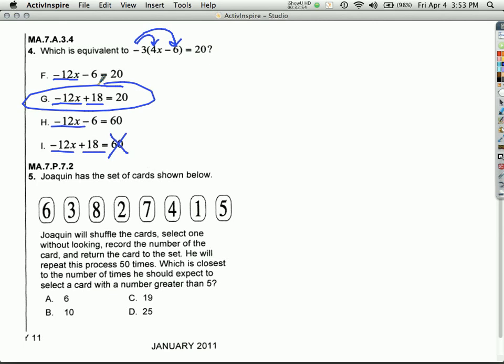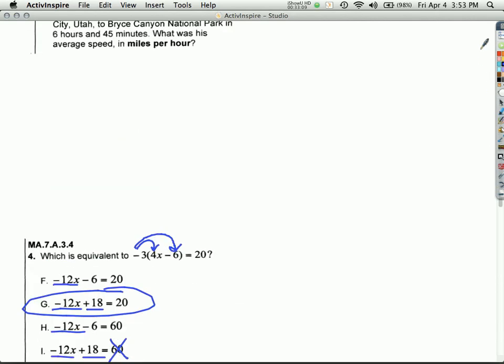Give me a thumbs up if you got number 5 correct. Everybody should have gotten it correct. We did this question before. I missed a small thing, okay? Put your thumbs down. All right, we'll see how you do on the second chance.